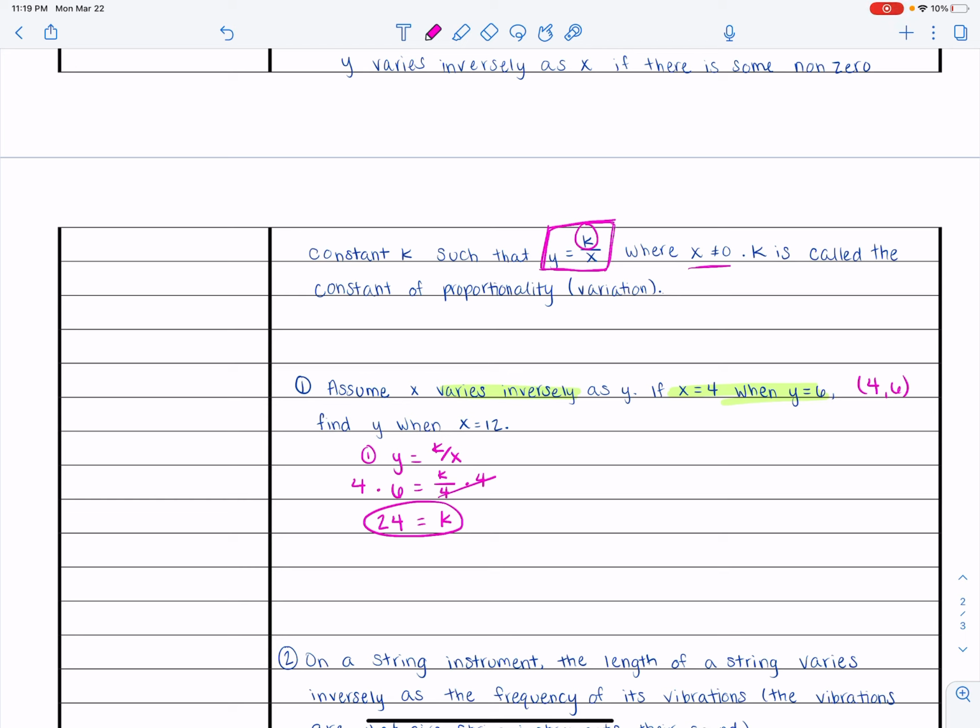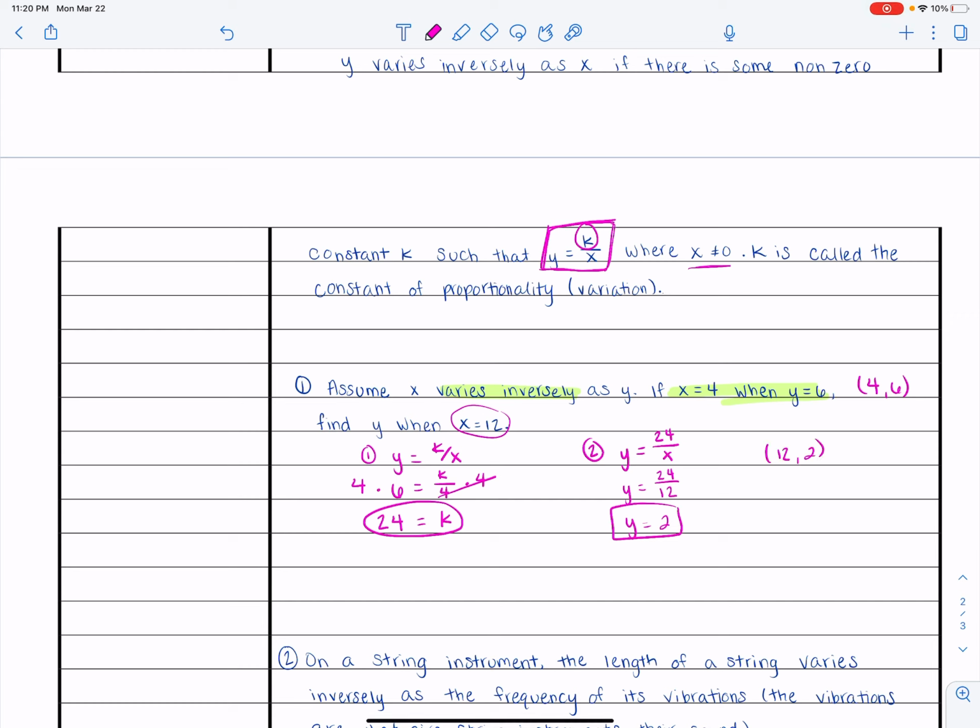So I can take now this information where x is 12. In step 2, I can use my k to find what y has to be because it's going to follow the same pattern. So if I have y equals, we found k to be 24 divided by x, and I'm telling you that x is 12. So y equals 24 divided by 12, so y has to be 2. So when x is 12, y is 2.